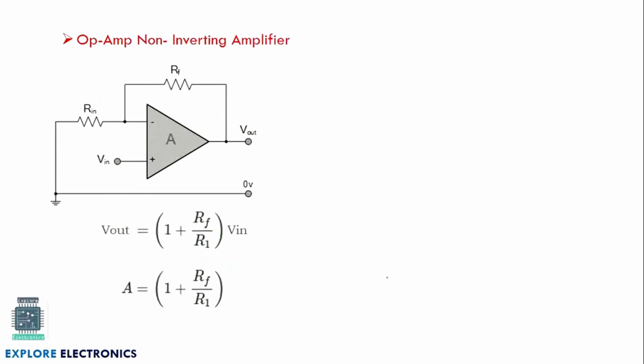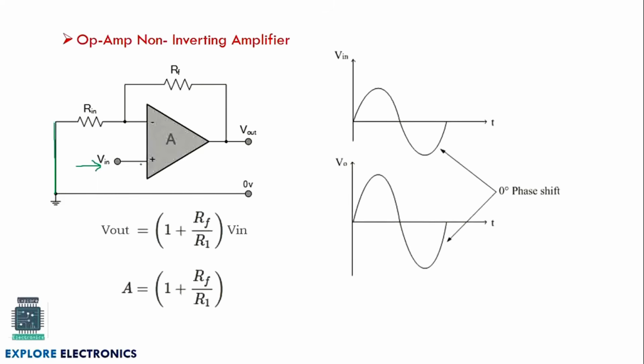Next we have the non-inverting amplifier. In a non-inverting amplifier the arrangement will be the same, but we apply the input to the non-inverting terminal and the inverting terminal is grounded here. So when we apply the input to the non-inverting terminal, what happens? The output should not take a phase shift. It will amplify, but the phase shift should be 0. Why? Because we are applying the input to the non-inverting terminal.